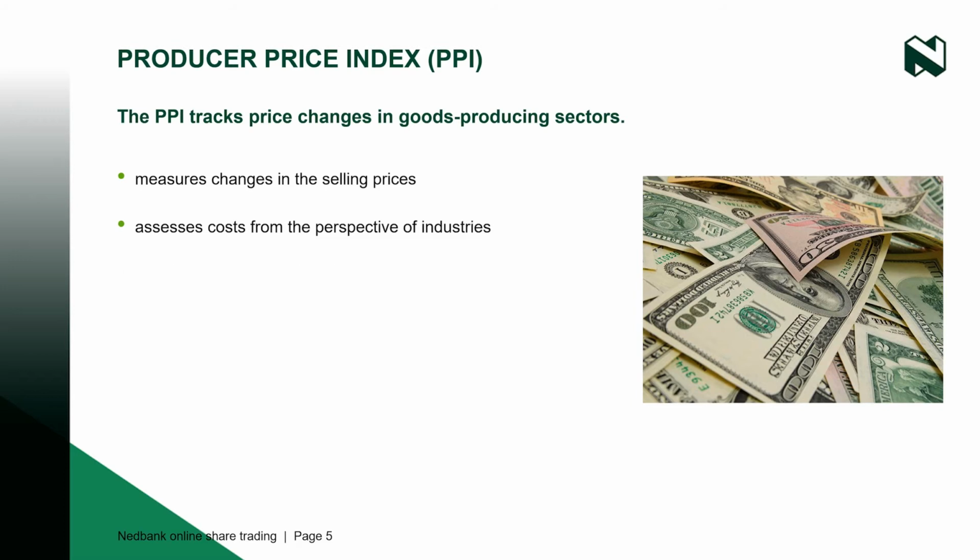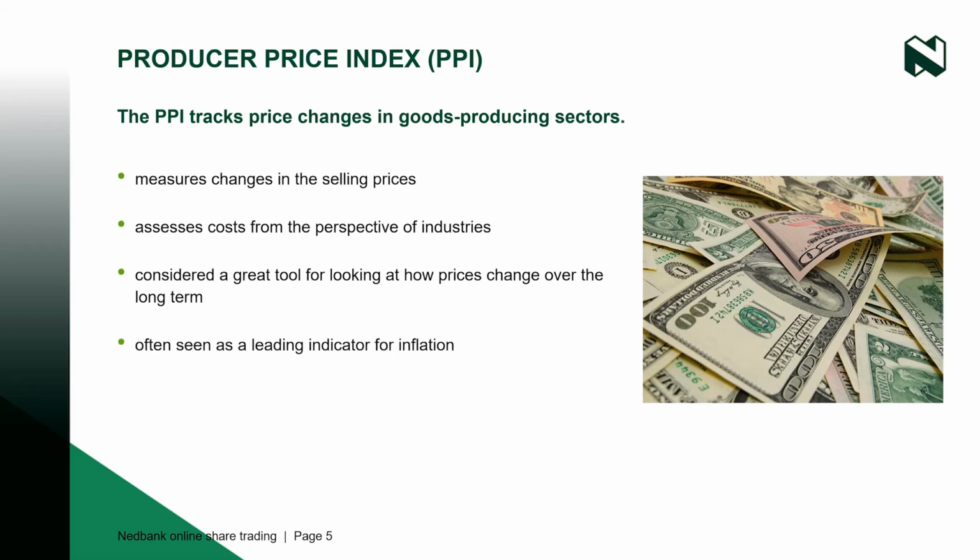The PPI is considered a great tool for looking at how prices change over the long term. It is often seen as a leading indicator for inflation, as the surveys show price changes even before they appear at a retail level. The PPI is also usually the first inflation data released in a month, so it is the first insight investors get.